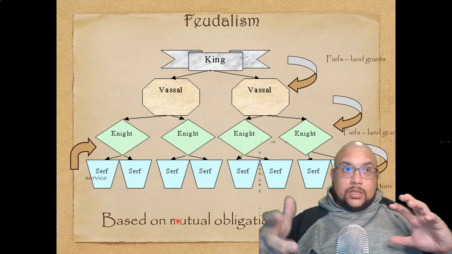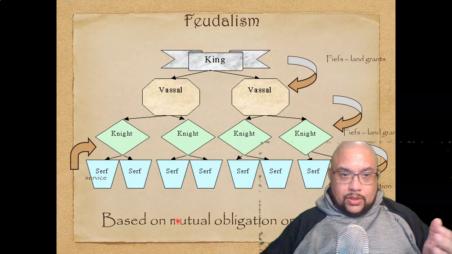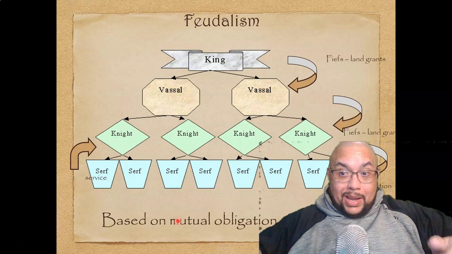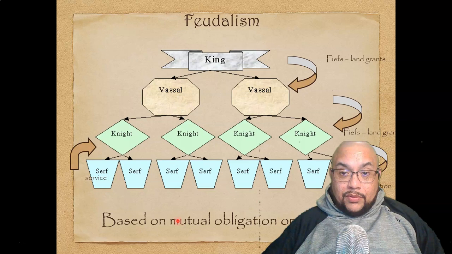Serfs' first obligation is, if you're a farmer, your first obligation is to give to the knights, and you have to give them enough for them to sustain life, and then they also have to pass that up. So serfs paid themselves last. That's why, if you go back to that picture, they look like they're starving. It's because they were probably starving.